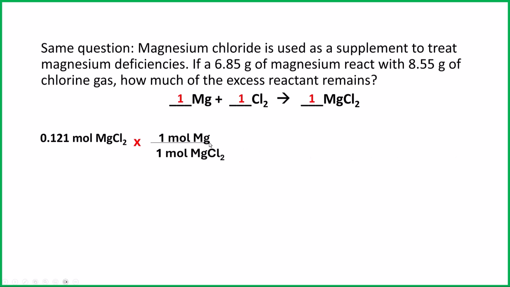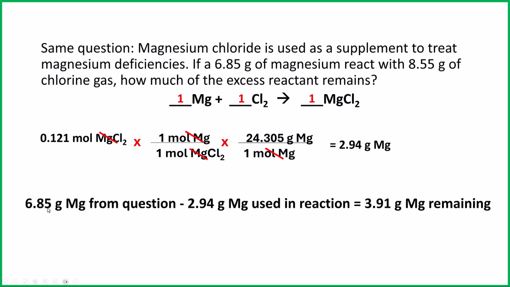So your mole ratio is 1:1, and then we use the molar mass of magnesium to convert back to grams of magnesium, and we end up with 2.94 grams of magnesium were used to create this amount of product. And so only this amount was used, but we had 6.85 grams. So this is in excess, and we subtract to see how much is left over. So 6.85 from the question minus 2.94 grams used in the reaction gives us 3.91 grams of magnesium remaining.